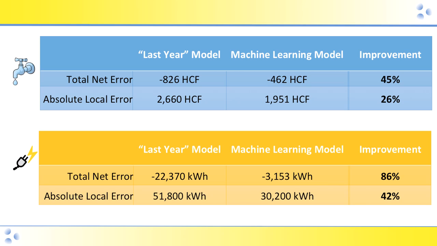And the power usage, the models were both significantly improved from our very simple model. The total net error was reduced from an under prediction of 22,000 kilowatt hours down to 3,000 kilowatt hours, a whopping 86% improvement. The local error, the redistribution costs, would significantly be reduced as well, from 51,000 kilowatt hours down to 30,000 kilowatt hours.